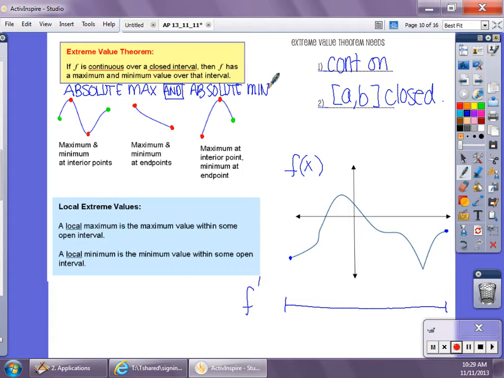So IVT guarantees us Y values on that domain. EVT guarantees us absolute max and absolute min, and I want you to make sure you always say that word and.